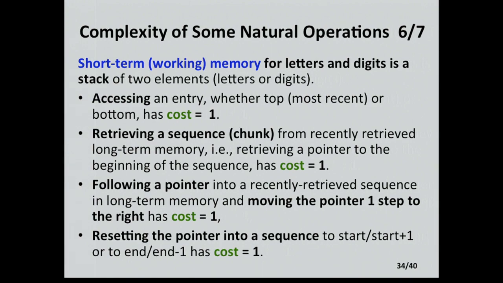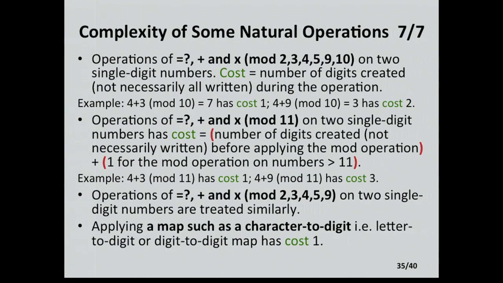Moving the pointer 1 step to the right has cost 1. Resetting the pointer into a sequence. If you have a challenge, resetting the pointer to the start of the challenge, 1 step. Resetting it to the end of the challenge, 1 step. Moving forward, 1 step. Moving backward, that's very hard for us to do. So there are complexities of kinds of operations we can do in our head.